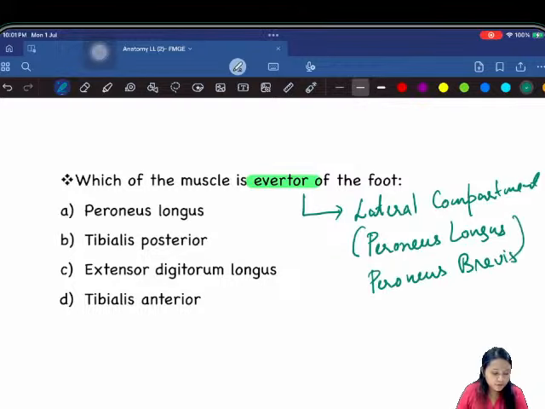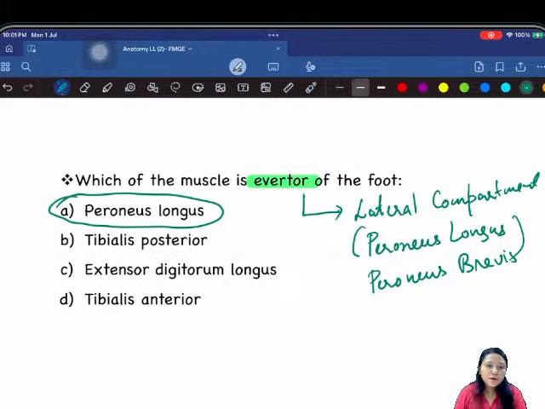So those are the chief everters. Okay, so which answer will be here? The answer will be peroneus longus. The everters are mostly produced by the lateral compartment muscles. In the lateral compartment you have peroneus longus and peroneus brevis, and the option given here is peroneus longus.